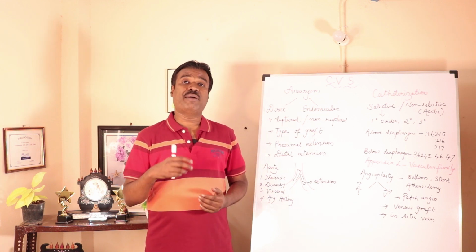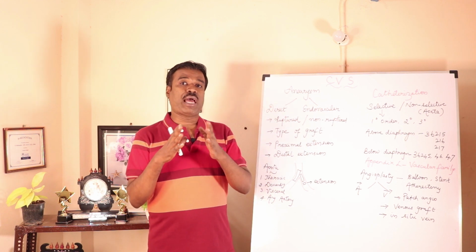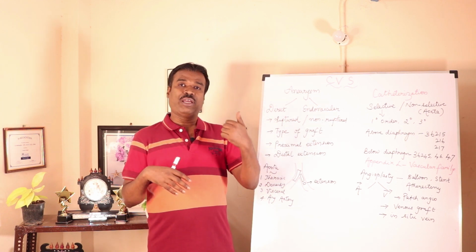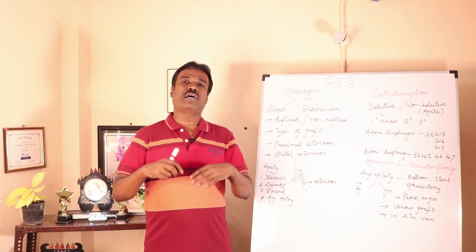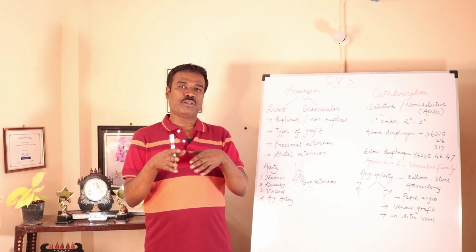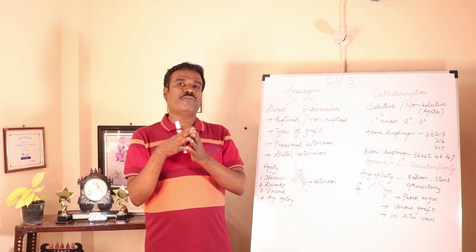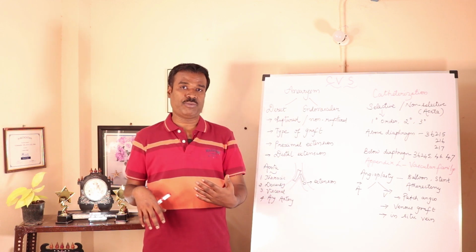Aneurysm means an abnormal dilatation of the vessel, where the artery becomes abnormally dilated. We have another type called a pseudo-aneurysm, which is a type of false aneurysm in which there occurs a kind of dissection. So we also call that dissecting aneurysms.